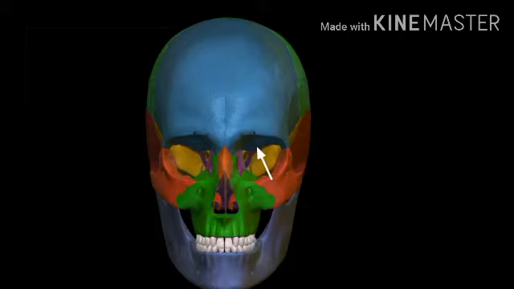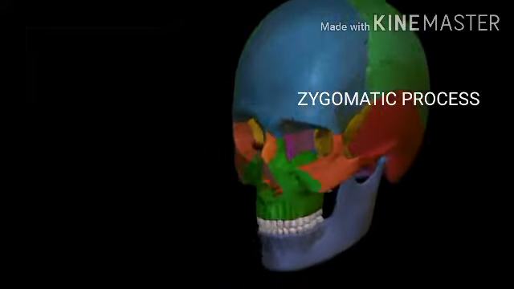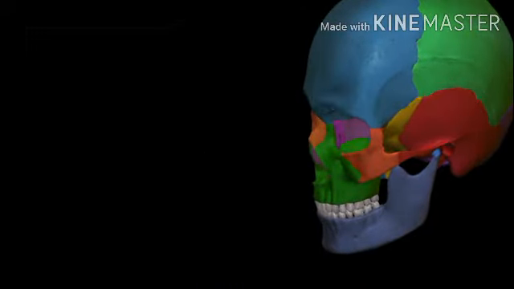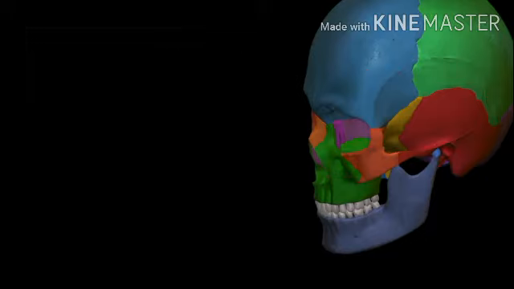Here laterally it is joined to this bone called the zygomatic bone, and this part is called the zygomatic process of the frontal bone. On the side we can see this line which extends to this part. It is called the superior temporal line, and it forms the upper border of the temporal fossa.